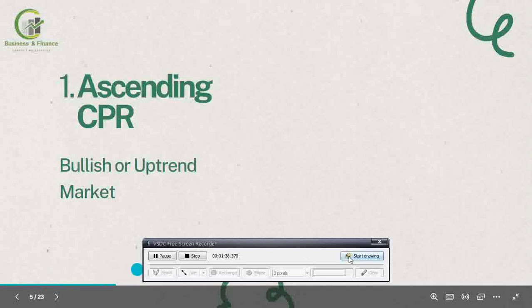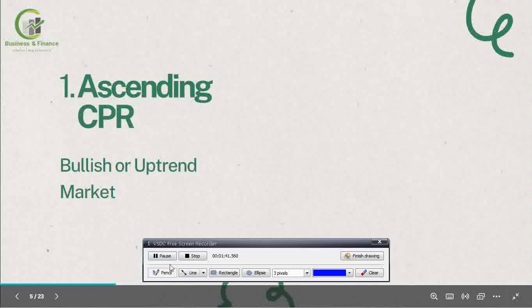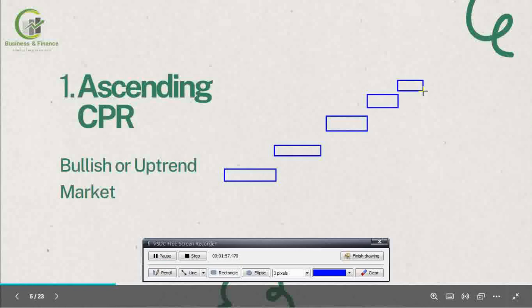So if the current CPR is in ascending order, you know that it is like a stair step, it will make higher and higher CPR. Okay, this is called ascending CPR, and this indicates that the market for the long term has remained in the bullish trend or uptrend. Now what you have to do is that in the uptrend market, the CPR will act as a support. So now how do you have to trade?